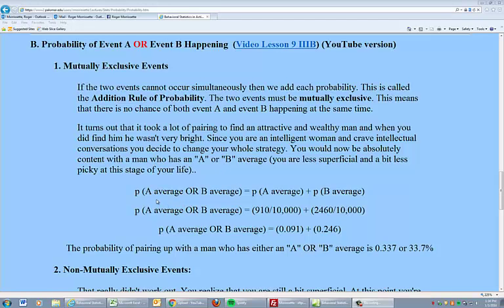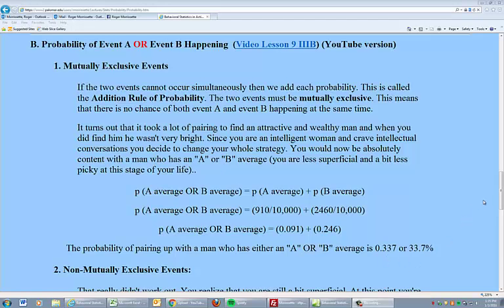So we calculate this the same way we did the earlier problem. The probability of A, the frequency is 910, divide that by 10,000 total. Probability of a B average is 2460, divide that by 10,000. We get our two simple probabilities here, but in this case, in the OR situation, we add them together. So OR means add. And when we add them together, it increases our probability. It takes these smaller probabilities, adds them together, and it goes up to 0.337. So that's what happens in the OR condition. We add our simple probabilities.